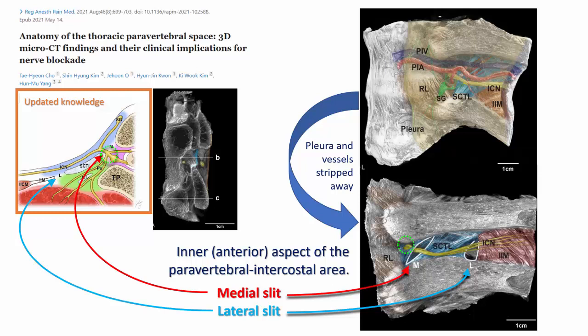The ventral ramus runs anteriorly through the medial slit to enter the true paravertebral space, where it meets with the white and grey rami communicantes from the sympathetic ganglia, and then continues in an anterolateral direction as the intercostal nerve within the intercostal space.